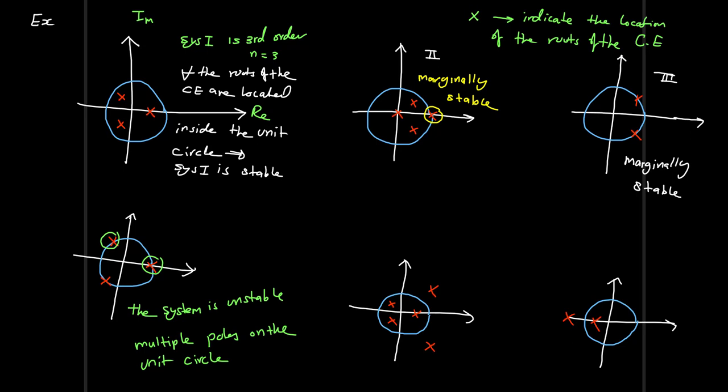Now what about this system? In this system we have 2 roots located outside the unit circle. Even if all the other roots are located inside, I don't care. So if at least one root is located outside the circle, the system is unstable. We have 2 poles outside the unit circle.